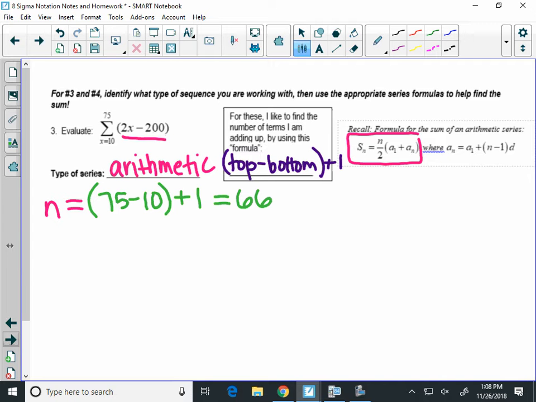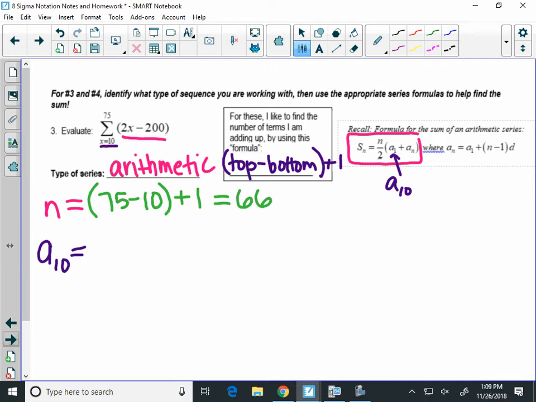Well, now I need to use this sum formula. I know n is 66 now, but I need a sub 1 and a sub n. The only thing about this formula is that, typically when we did this in the past, we always started with the first term. But this time, we're starting at the 10th term. We're adding 10 through 75. So this a sub 1 really just means the first term that you're adding up, which here is like your a sub 10. So we really need to find the 10th term.